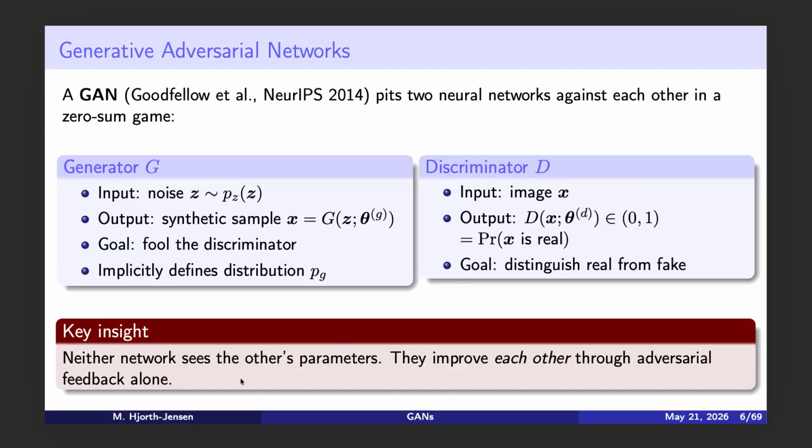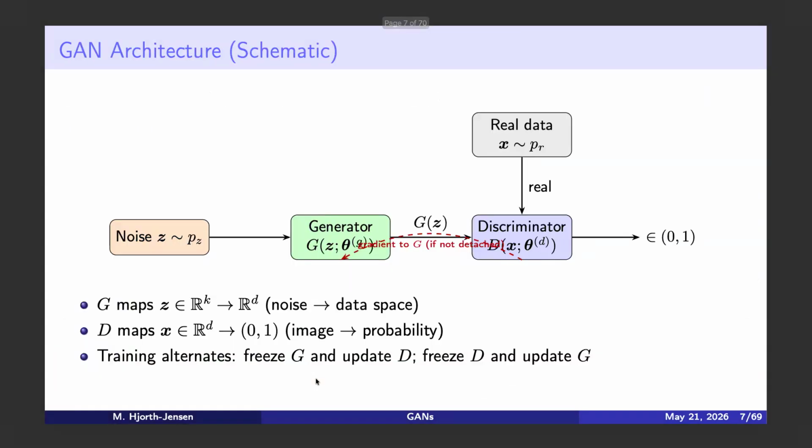So neither network sees the other's parameters, so you can just think of setting two neural networks against each other, and they simply improve each other through adversarial feedback alone. The way you do this is actually very simple. So this is a schematic view of the architecture.